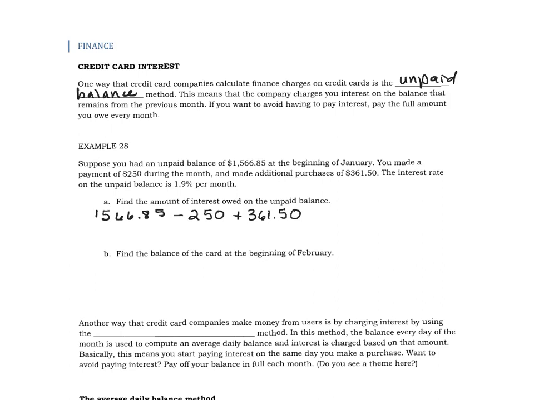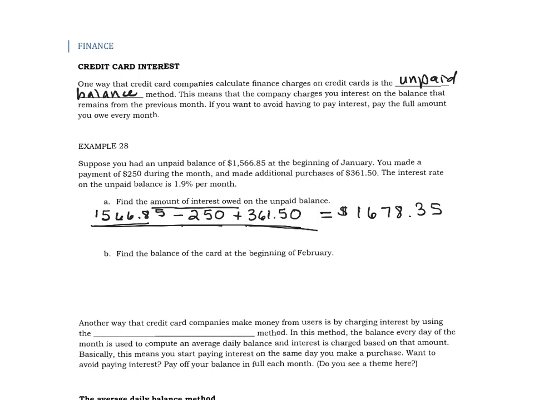So when they ask us to find the amount of interest owed on the unpaid balance, what we were doing here is actually finding the unpaid balance. So again, this was what you had the previous month. You made a payment, but you also made some other purchases. So when I combine those with the appropriate signage, I get $1,678.35. Now that is not the amount of interest owed.